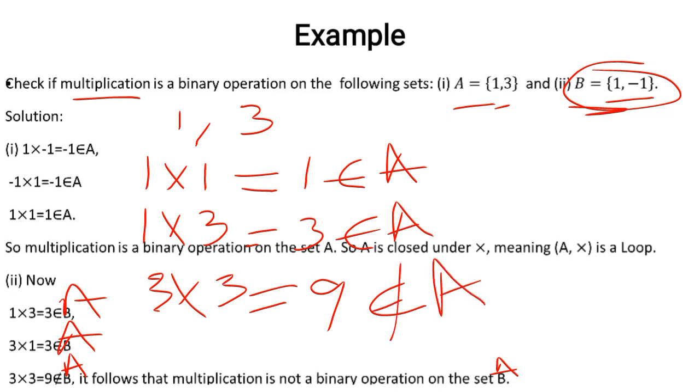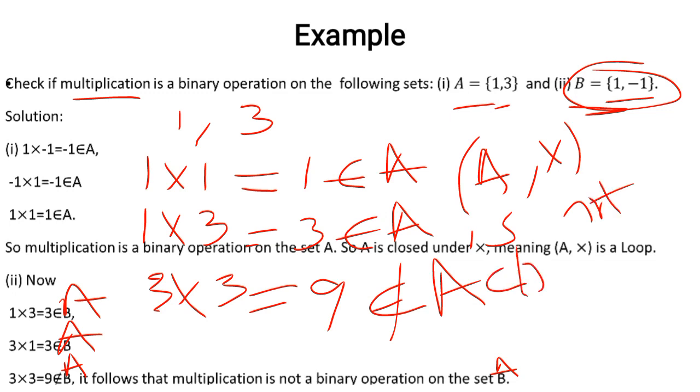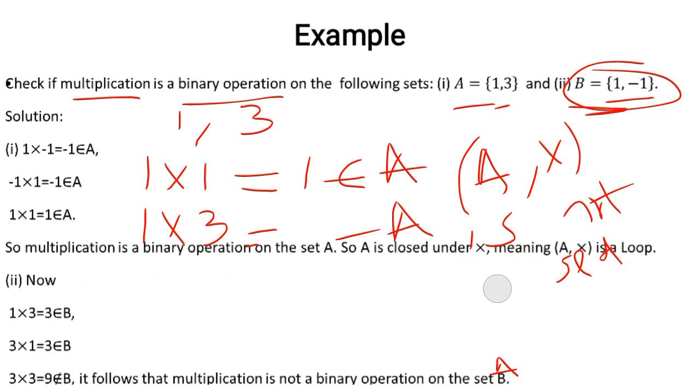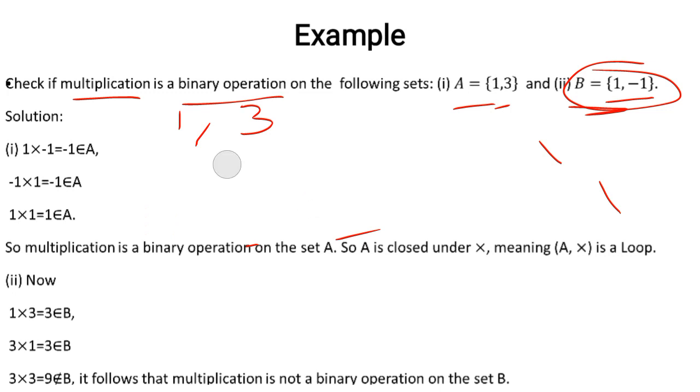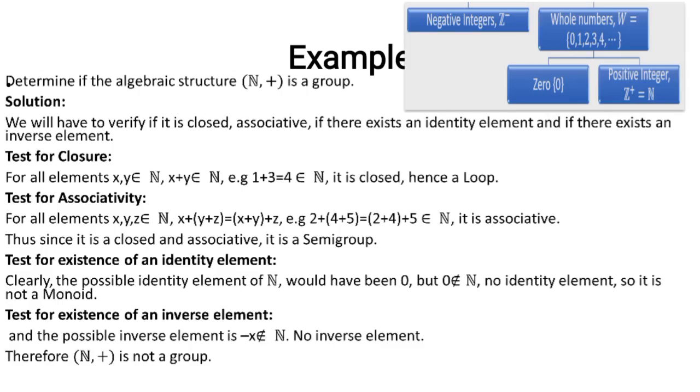So the algebraic structure A under multiplication is not closed. And if it's not closed, it is not a loop. So the binary operation is not defined on the set A. So that's how the examples go. Just be careful, I've mixed the two sets. I interchanged the sets. You can try. If you have questions, ask via the WhatsApp group. Okay, thank you. Let's move forward.